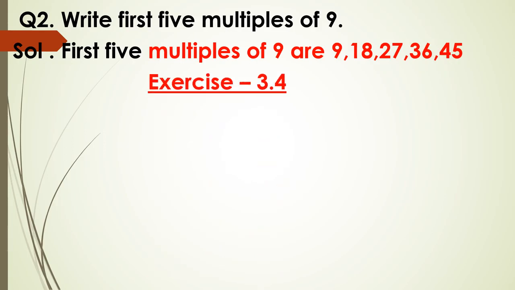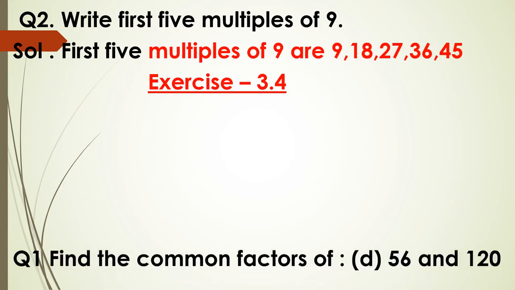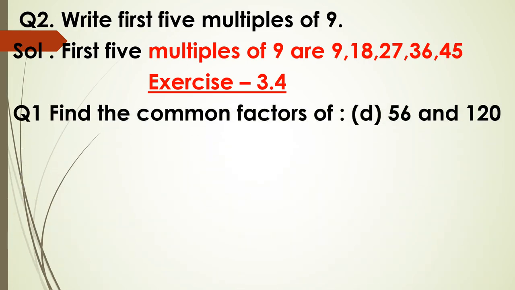Now see exercise 3.4. Don't worry, exercises 3.2 and 3.3 also we will do, but first of all I am taking those questions which are related to the above explanation. So first of all I am taking exercise 3.4, question number 1. Find the common factors of 56 and 120. Factors of 56, I have found out here.